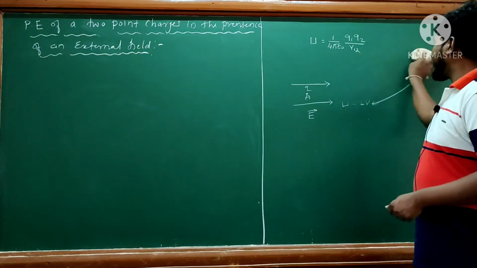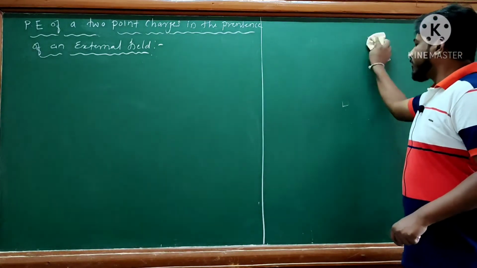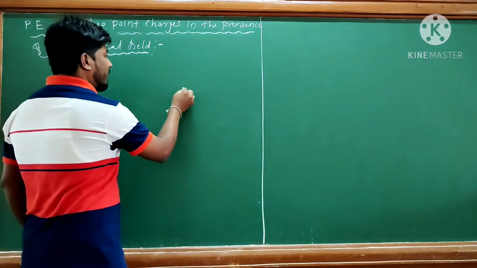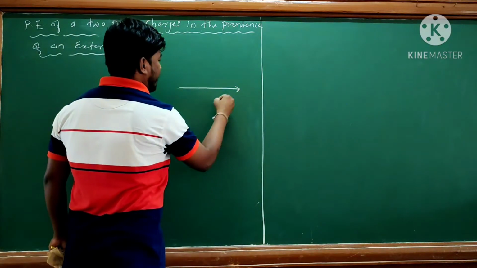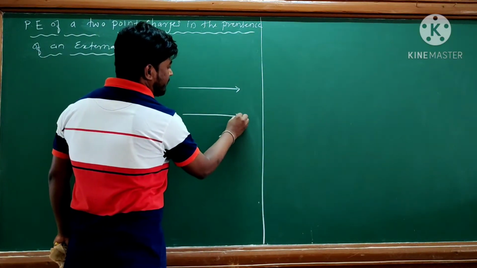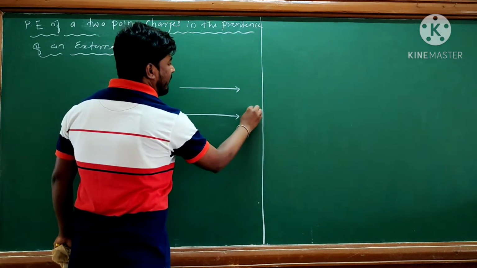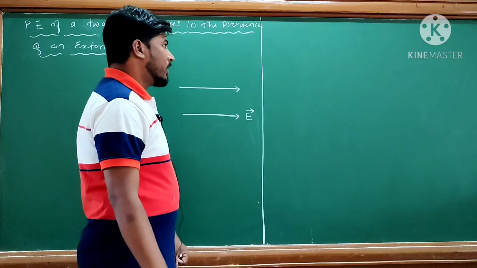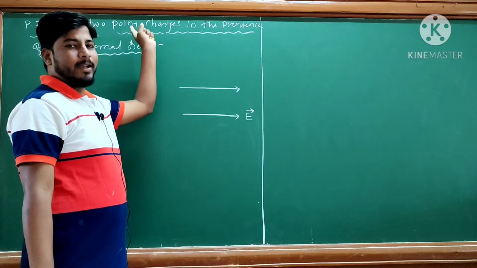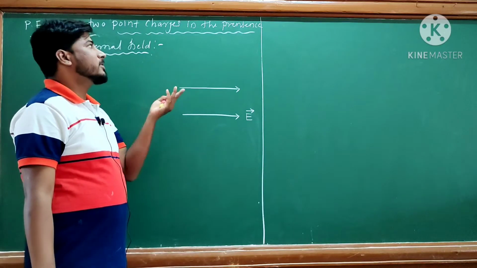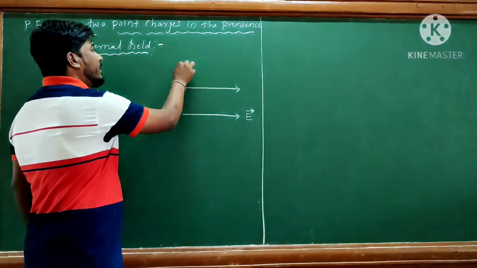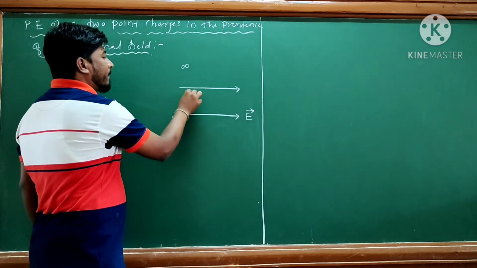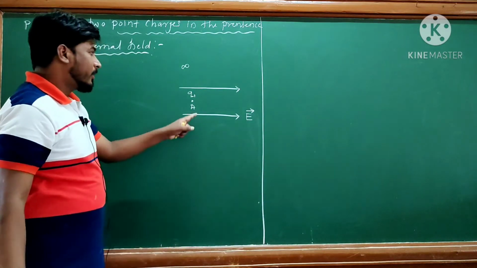See here, when a charge is present in the external electric field, we know that it will experience a force. This is the electric field. As I said, we are going to find the expression for the two point charges in the presence of the external electric field. Say that I will bring a charge Q1 from infinity and place it here at point A. I will call this Q1.